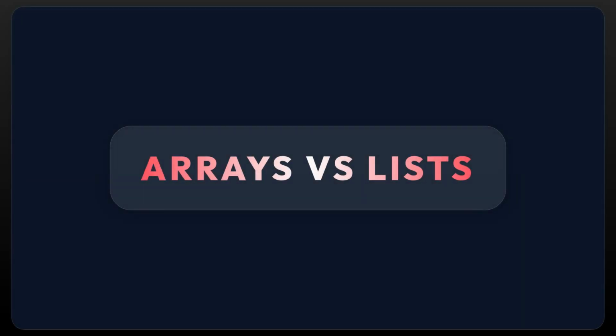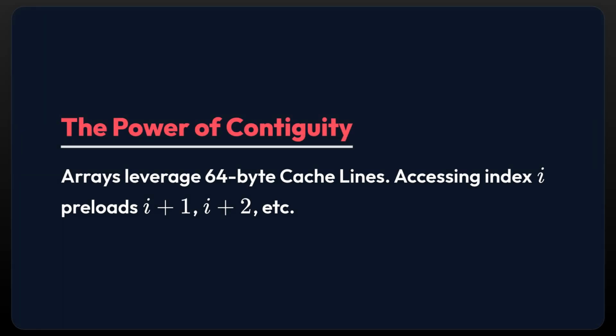Now we apply this theory to data structures. The battle between arrays and lists is fundamentally a battle between contiguous memory access and fragmented pointer chasing. Arrays are the darlings of modern hardware. This is true even for dynamic arrays on the heap. Why? Cache lines. When the CPU reads one integer, it grabs a 64-byte chunk. If you are using an array, that one read pulls in the next several elements for free.